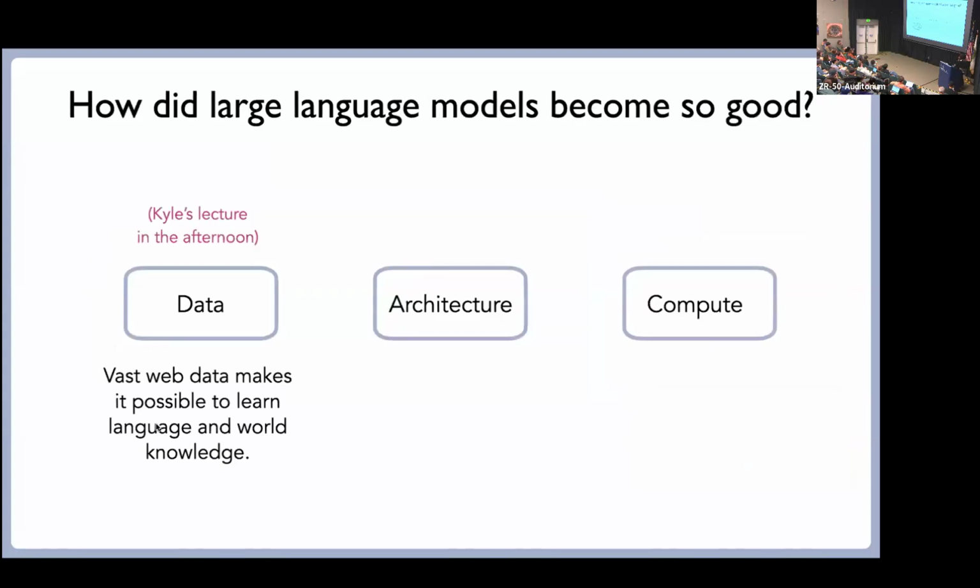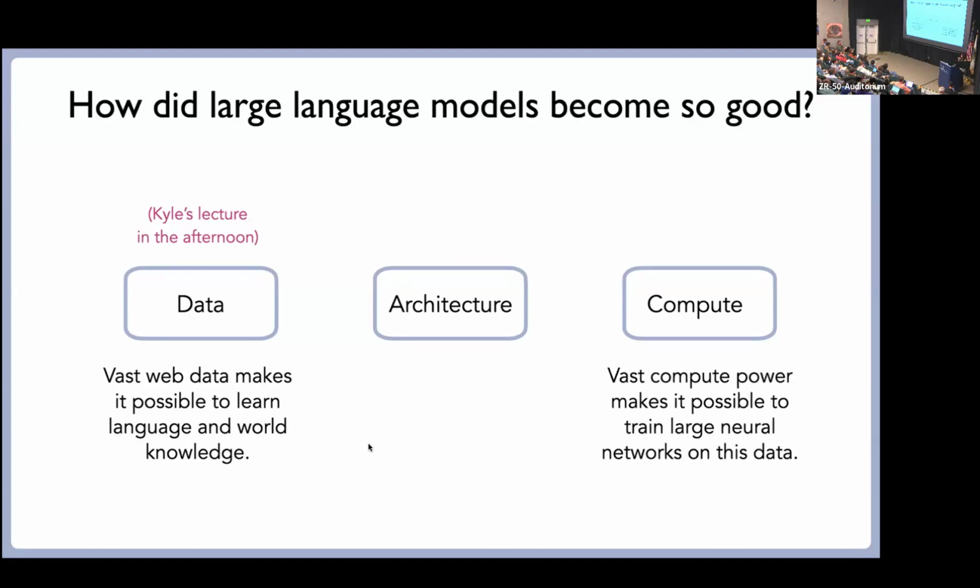So that was about the data, and I think Kyle will give another lecture in the afternoon to deep dive into the data. But data is not enough. You also need a lot of compute to make training possible. One of the reasons large language models were so successful is because we managed to have computational power that can train very large neural networks on a lot of text data.